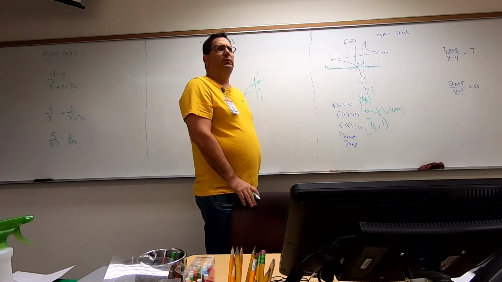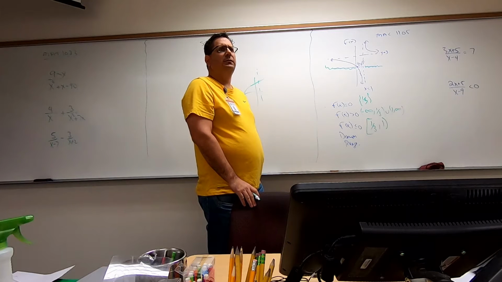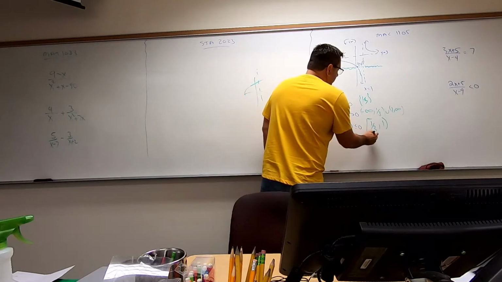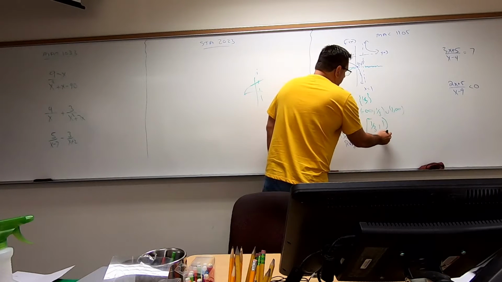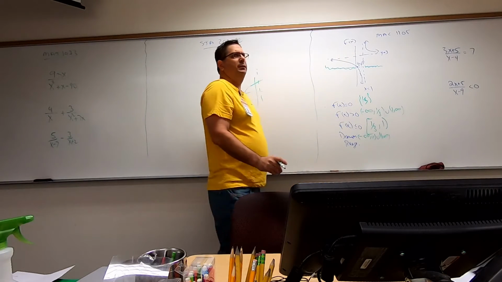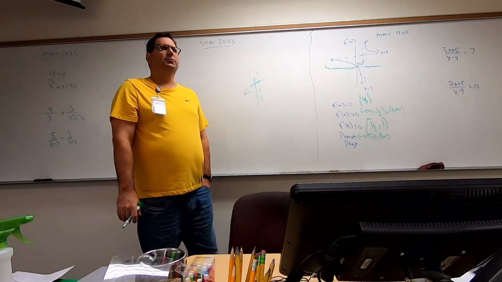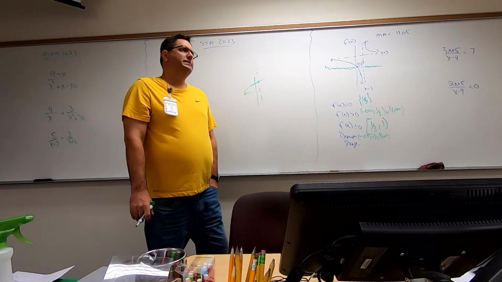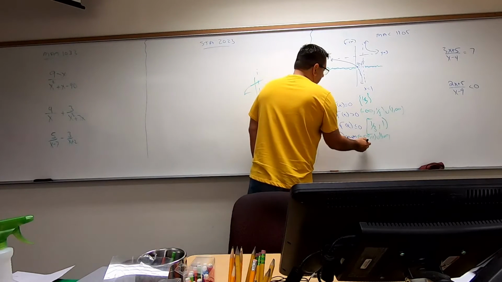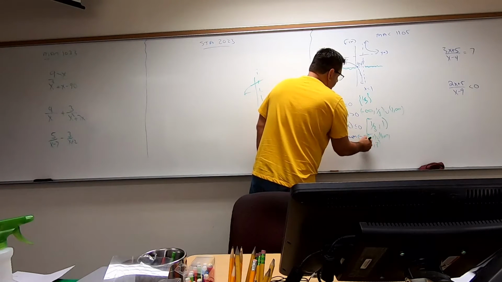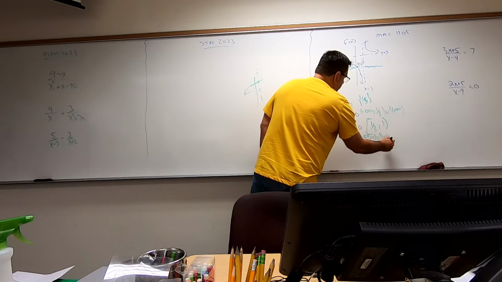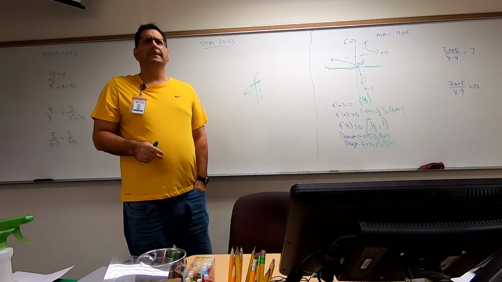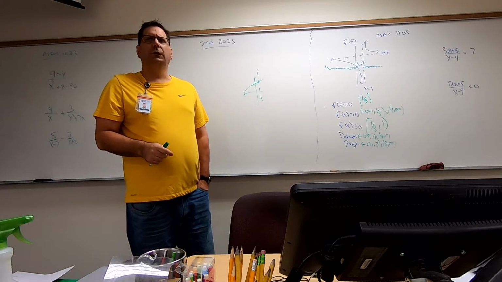What's the domain? Ashley, what'd you get? Nice. Negative infinity to 1, union 1 to infinity. All right, Philip, what's up? I have the answer for the next one. Okay, what's the range? Negative infinity to 3, union 3 to infinity. We good on that?